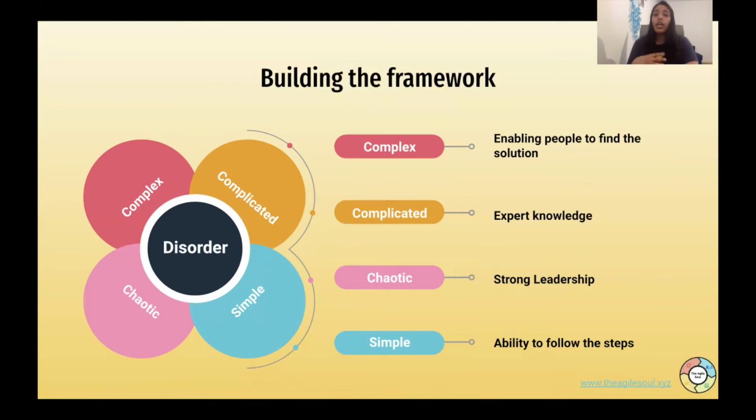One is, of course, when you enter a chaotic system by mistake and there's so much going on, you just need somebody to take on leadership and tell you, this is what you need to do to get out of this system ASAP. But within the Cynefin framework, we also have another idea for chaotic systems.